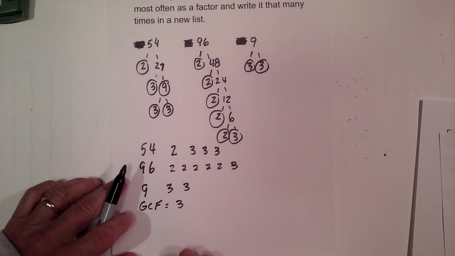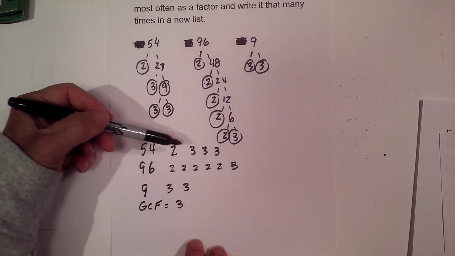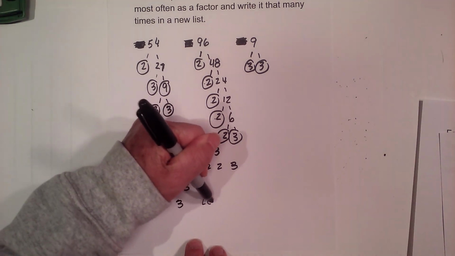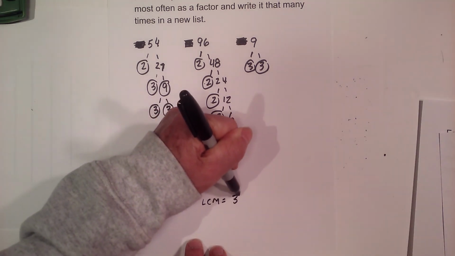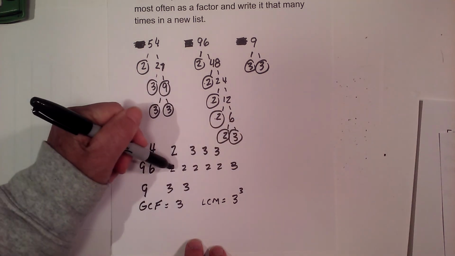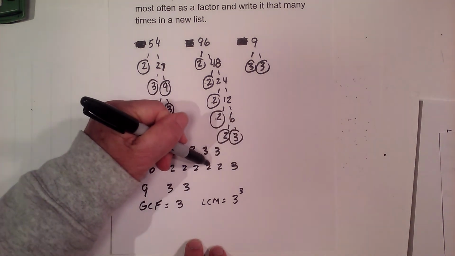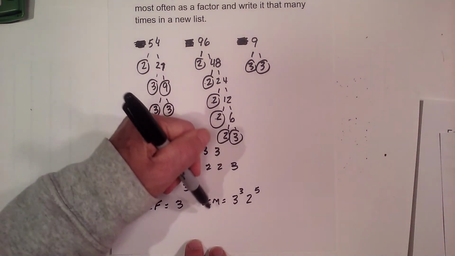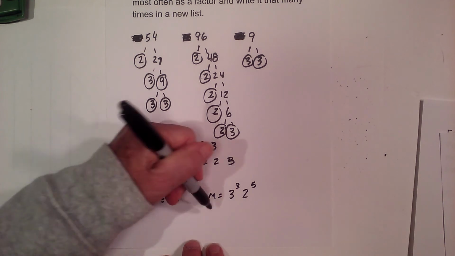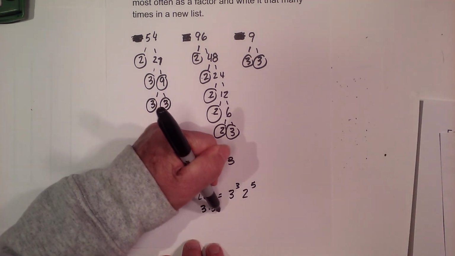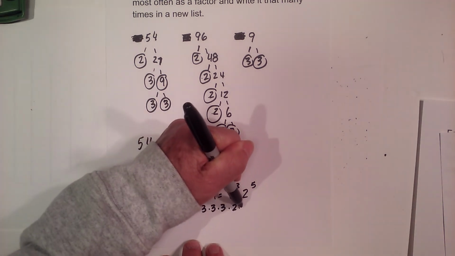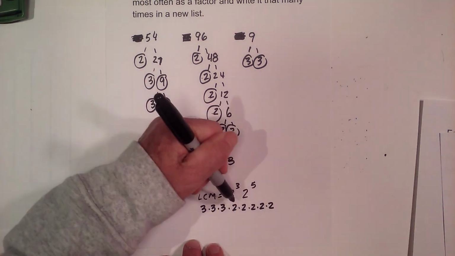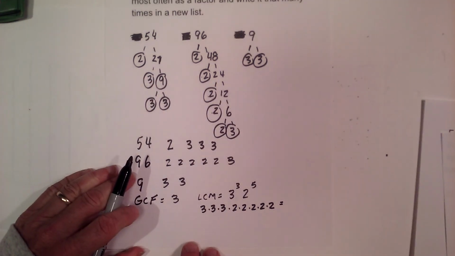Now let's get started on the LCM. First, let's go with 3. It looks like 3 is cubed. So I'm going to write LCM: 3 is cubed. Okay, and then 2 is 1, 2, 3, 4, 5, to the 5th power. And do I have anything else? No. So I'm going to rewrite this as 3 times 3 times 3 times 2 times 2 times 2 times 2 times 2.